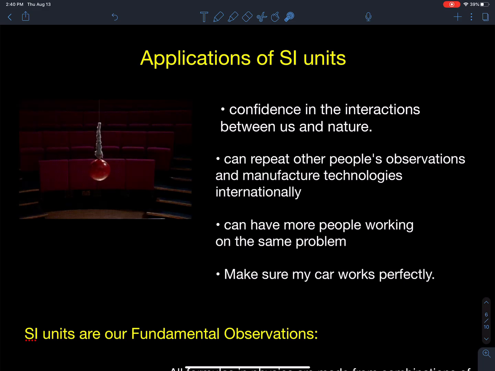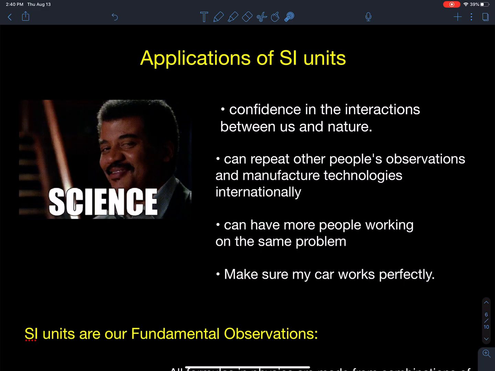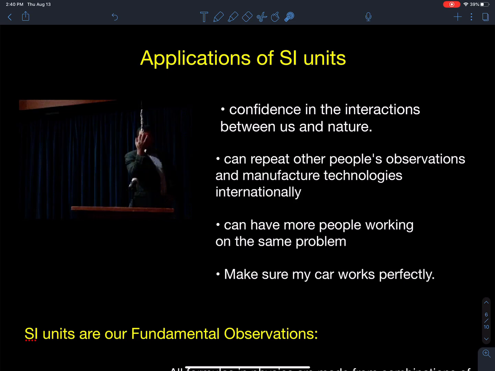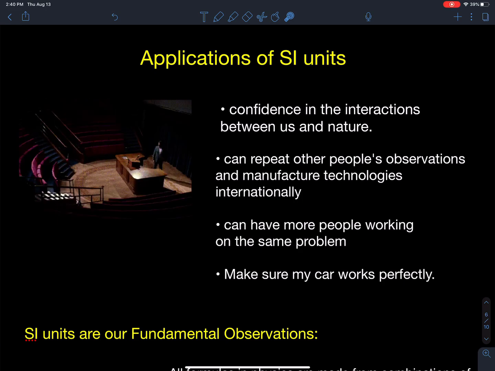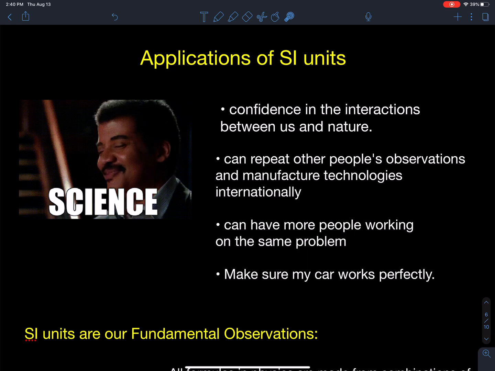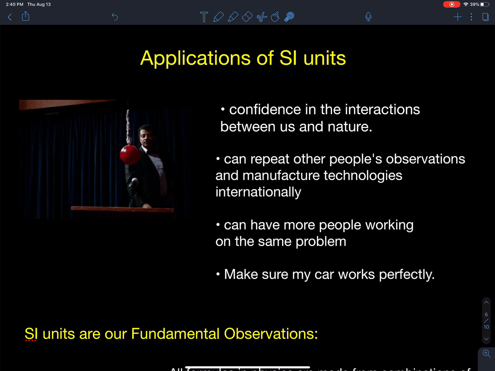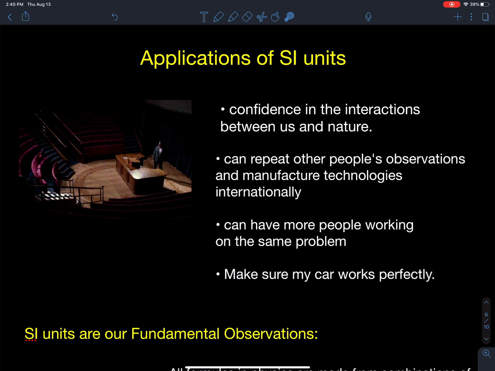We've got Neil deGrasse Tyson here trying to repeat somebody's experiment that somebody else devised in the world hundreds of years ago. And if we didn't have a common way of describing the units of measurements and formulas, Neil deGrasse Tyson might hit himself in the face. Okay, so it's important that we have a common understanding of units for measurement so that we can repeat other people's observations. And more importantly, we can also manufacture technologies internationally.